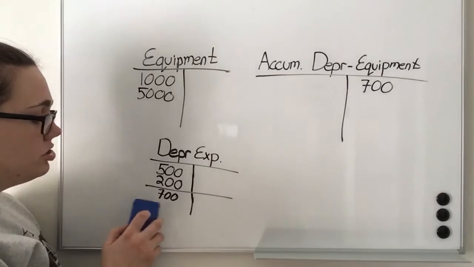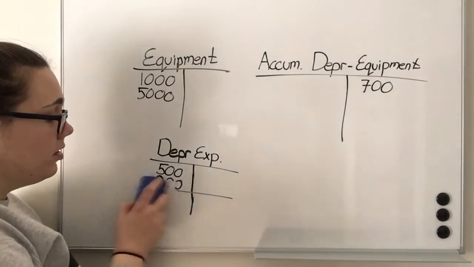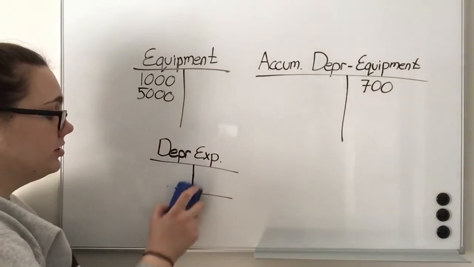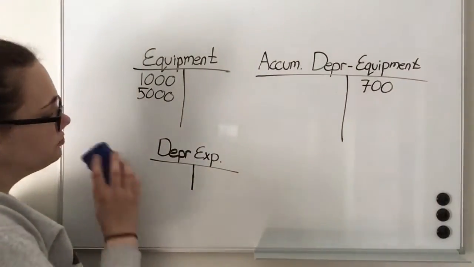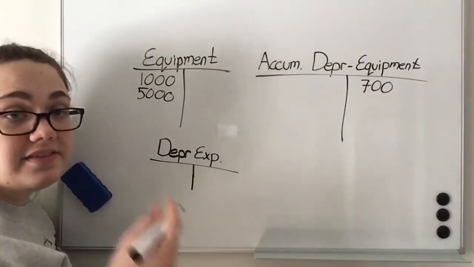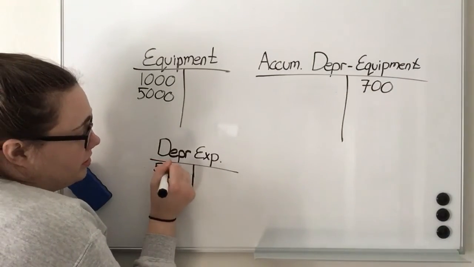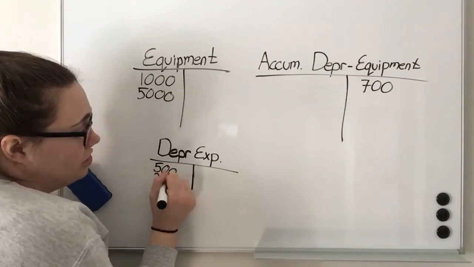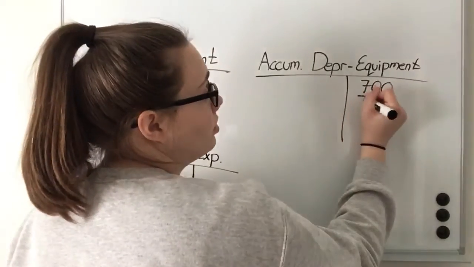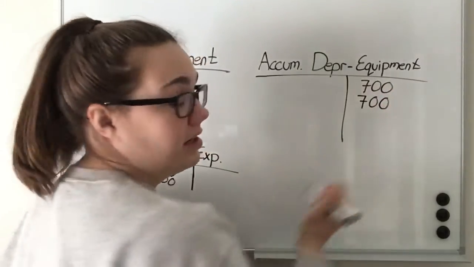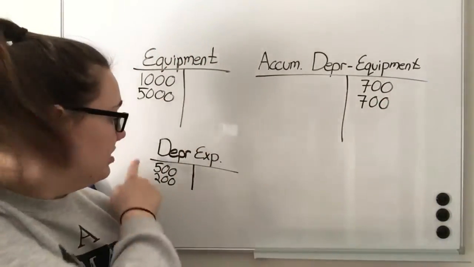Now, in 2021, this gets wiped clean. Remember, we start all over with depreciation expense, and then we do the same thing. At the end of 2021, this is going to depreciate $500, and this depreciates $200, and then I'm going to throw the $700 over here to act as the credit to these debits.